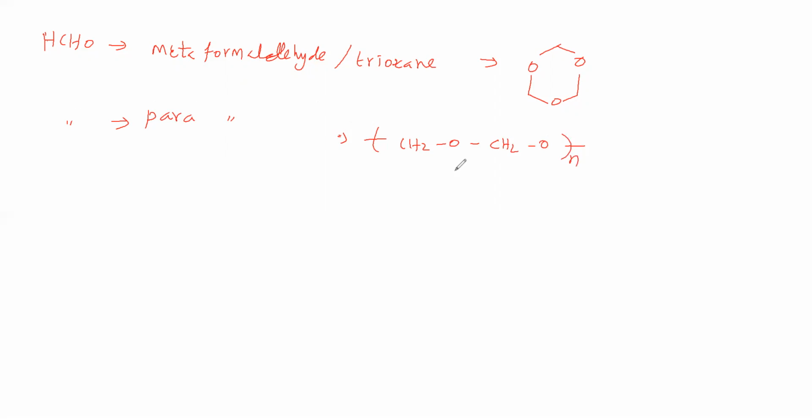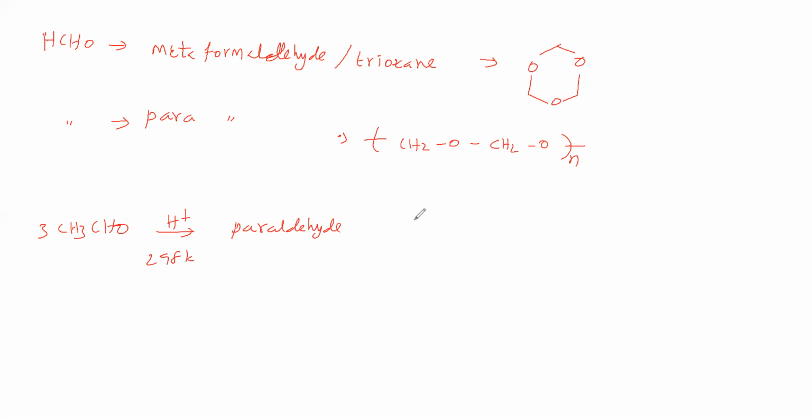It is paraformaldehyde. So formaldehyde on polymerization gives in one case metaformaldehyde, in another case paraformaldehyde. Next we will take acetaldehyde. Acetaldehyde in the presence of acid at 298 Kelvin gives a polymer. The polymer is paraldehyde.